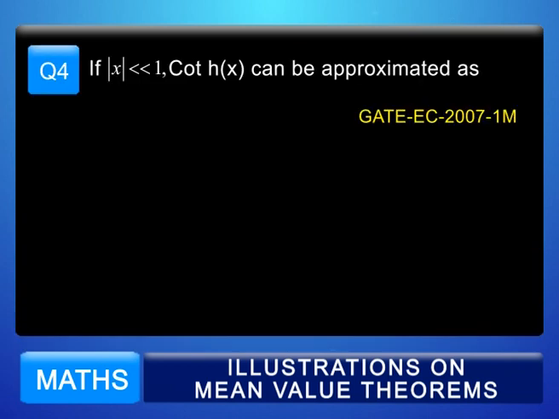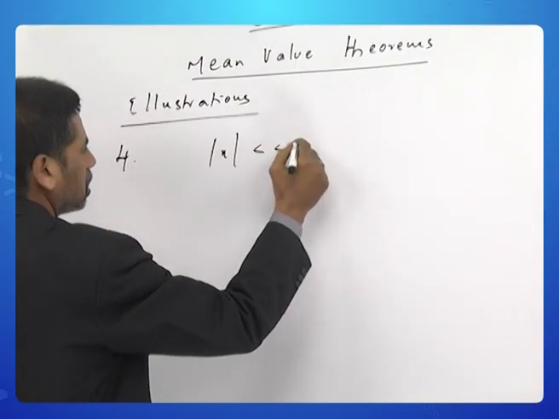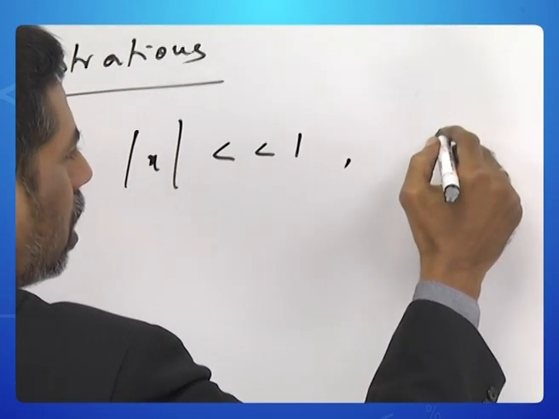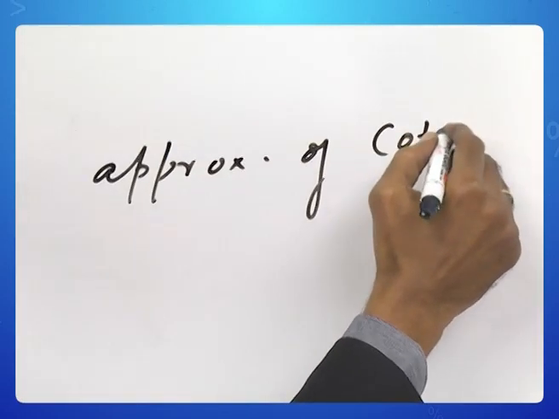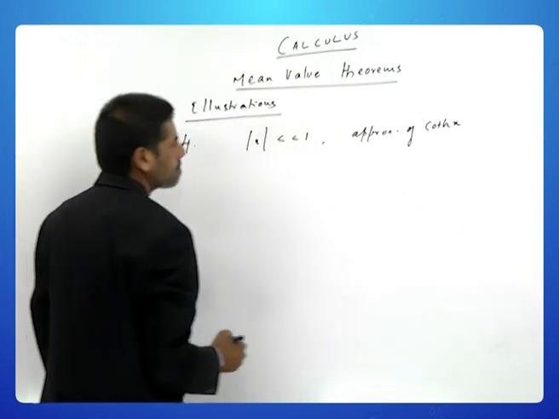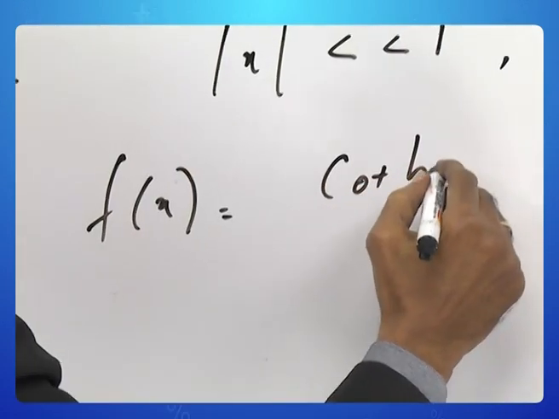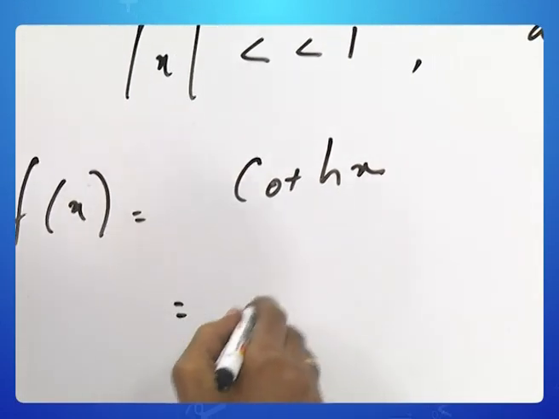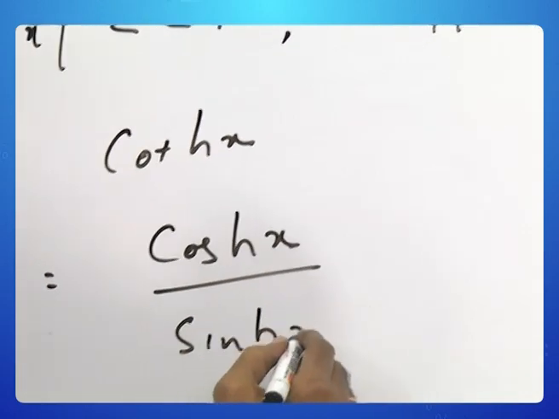Question number 4. If mod x is much less than 1, coth x can be approximated as, the options are x, x squared, 1 by x and 1 by x squared. So, we have the information mod x is much less than 1. We need an approximation of coth x. So, let us take f of x as coth x, which we can conveniently write as cosh x by sinh x.